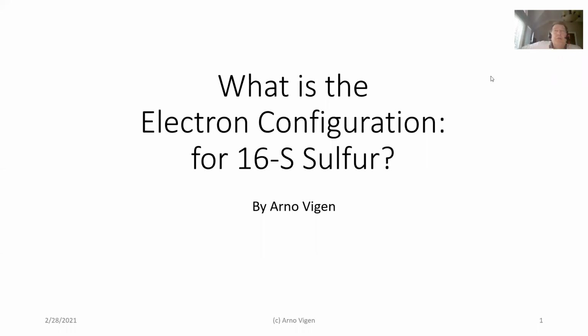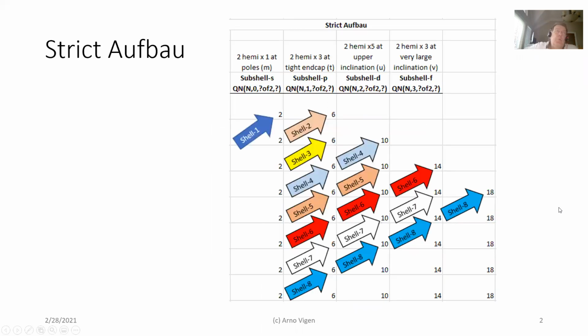What is the electron configuration for sulfur with 16 protons and symbol S? The way we're taught in the textbooks for the last century has been something called strict aufbau. Now, aufbau is the German word for filling or ordering, okay?